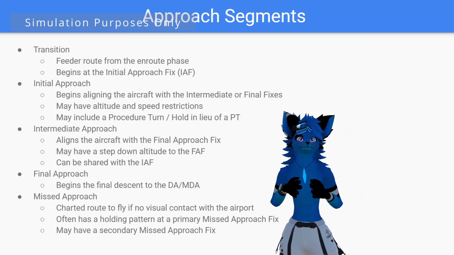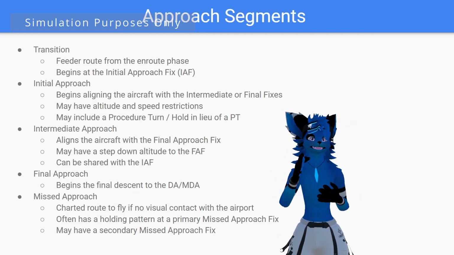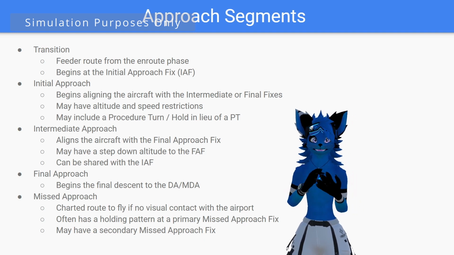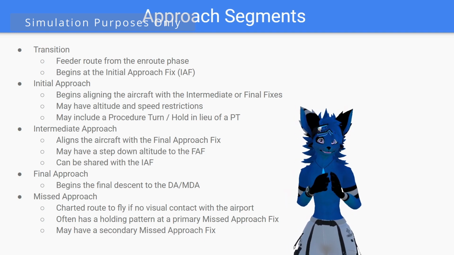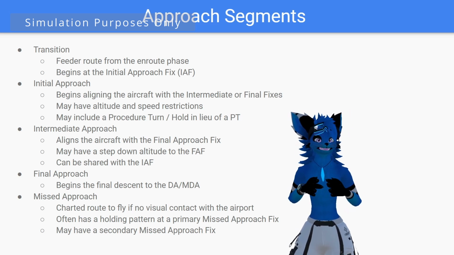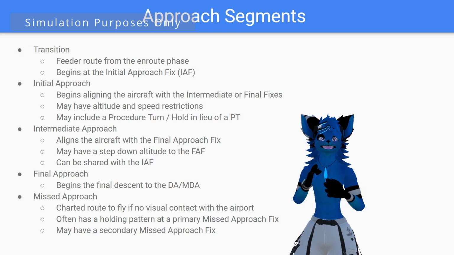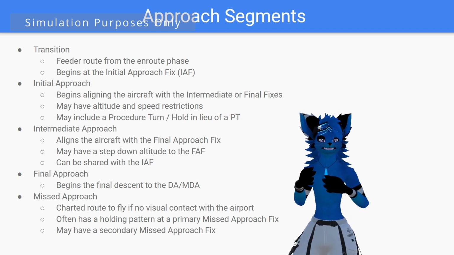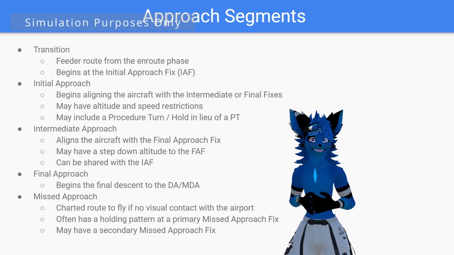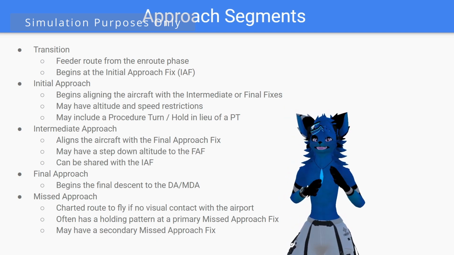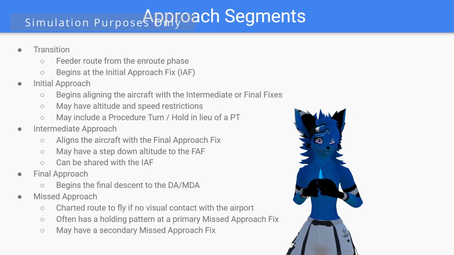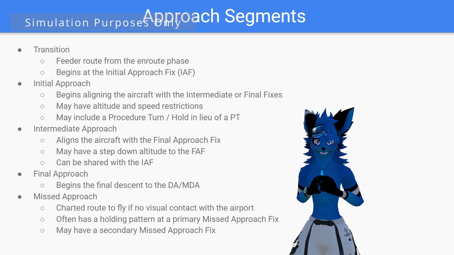Instrument approaches are made up of 5 different segments. We have our transitions, our initial approach, the intermediate approach, the final approach, and the missed approach. So transitions are feeders from the en route phase of flight. These are going to start at initial approach fixes designated on the approach plate itself. The initial approach segment is going to start to align you with either the intermediate approach fix or the final approach fix. There may be some speed and altitude restrictions that you'll have to maintain during the initial approach segment, so just make sure that you are carefully reviewing those charts.